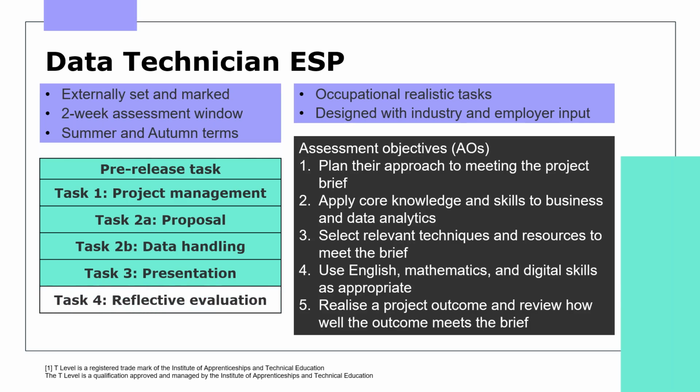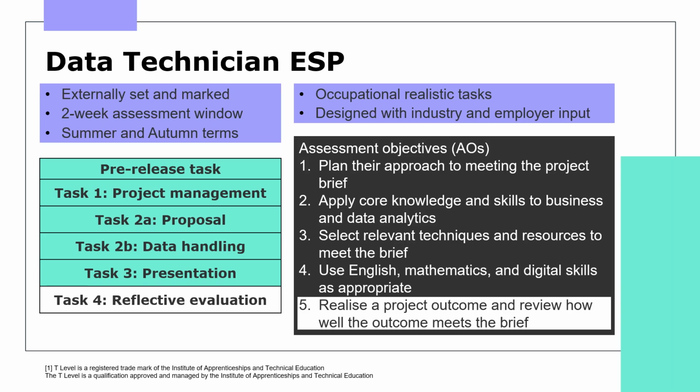This video will focus on Task 4, where students will be evaluating their performance on the ESP tasks. This task is designed to assess just one assessment objective, Assessment Objective 5, about realizing a project outcome and reviewing it.